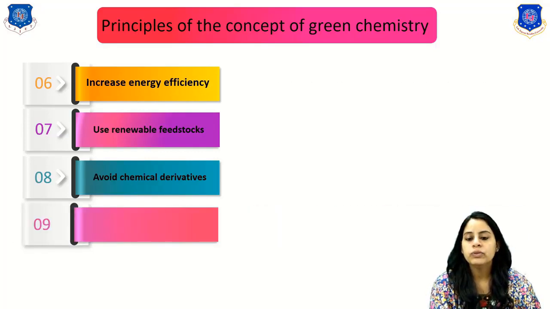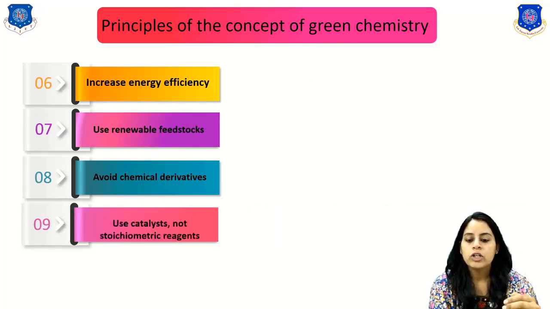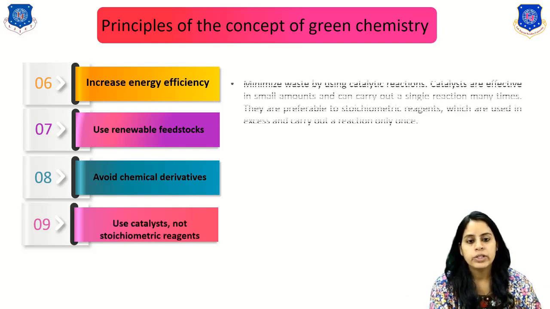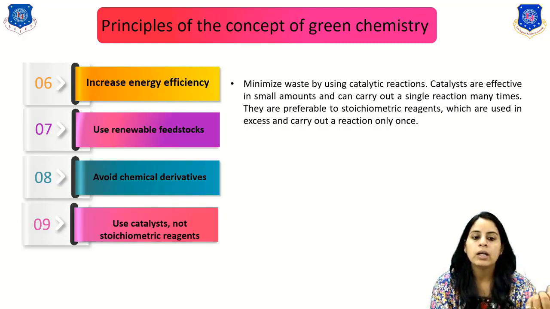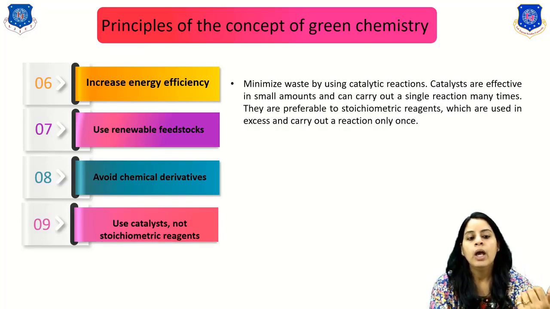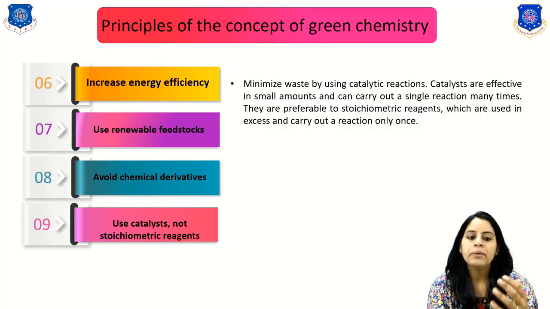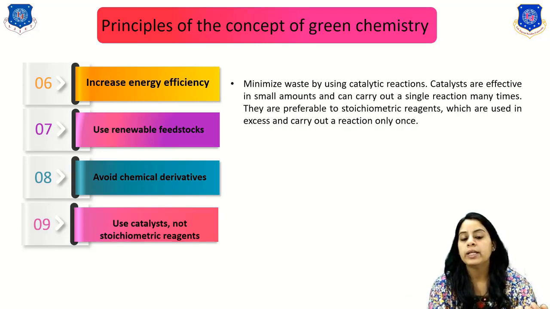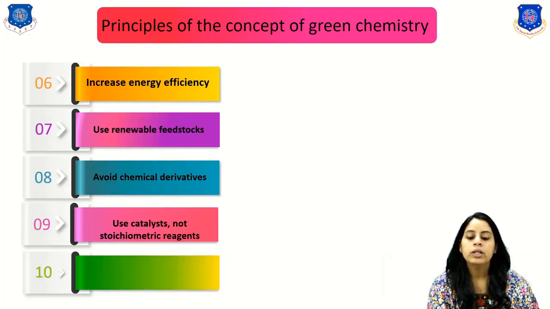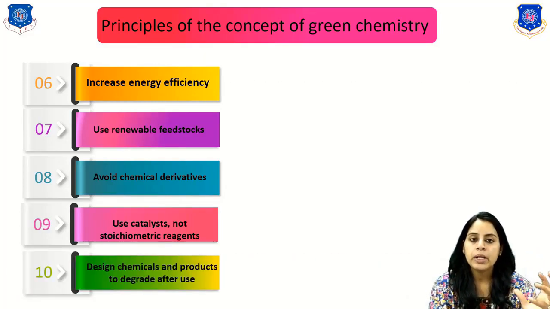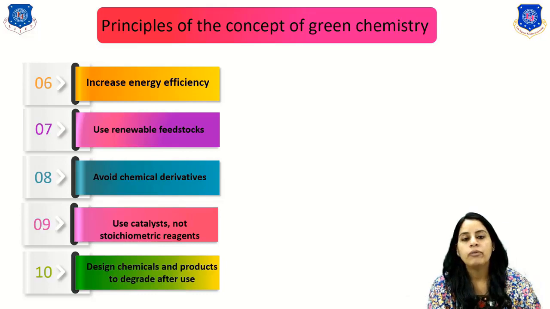Now the next one is use catalysts, not stoichiometric reagents. It means minimize waste by using catalytic reactions, right? Catalysts are effective in small amounts and can carry out a single reaction many times, right? So they are preferable to stoichiometric reagents, which are used in excess and carry out a reaction only once, right? Okay, the next one is design chemicals and products to degrade after use.